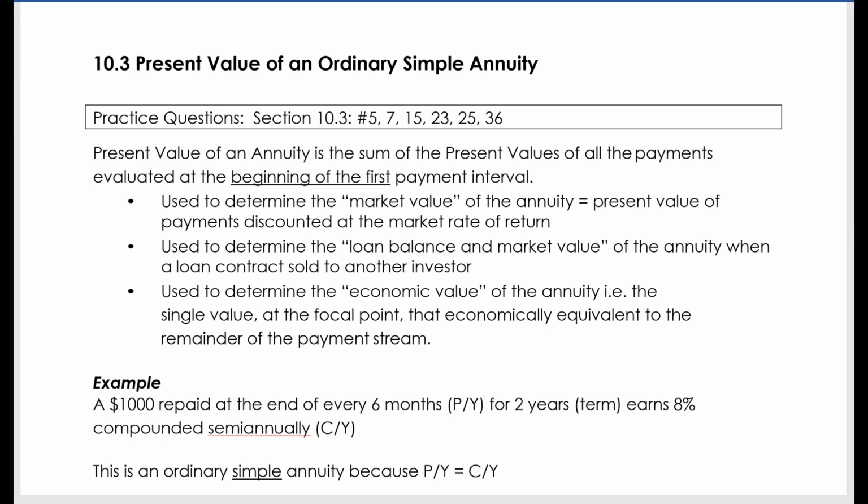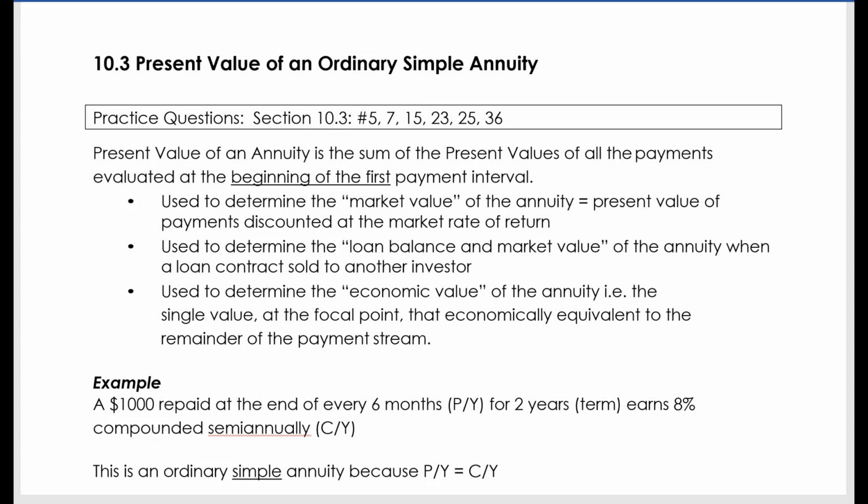Okay, so the other thing we're going to look at is the present value of an ordinary simple annuity. So in other words, if somebody was to offer me, or I had a certain amount of money, and I wanted to invest it and get, instead of a lump sum, a payment for the next 20 years. How much would I have to have now?